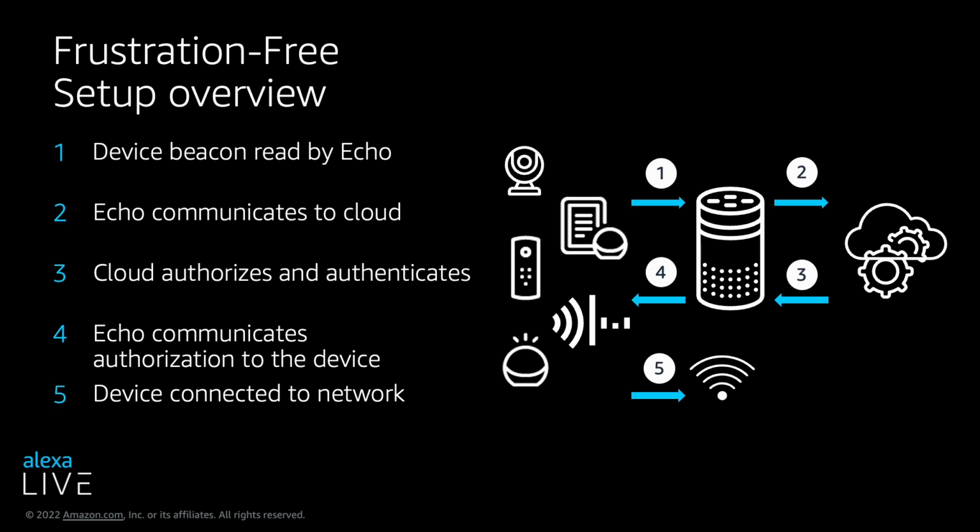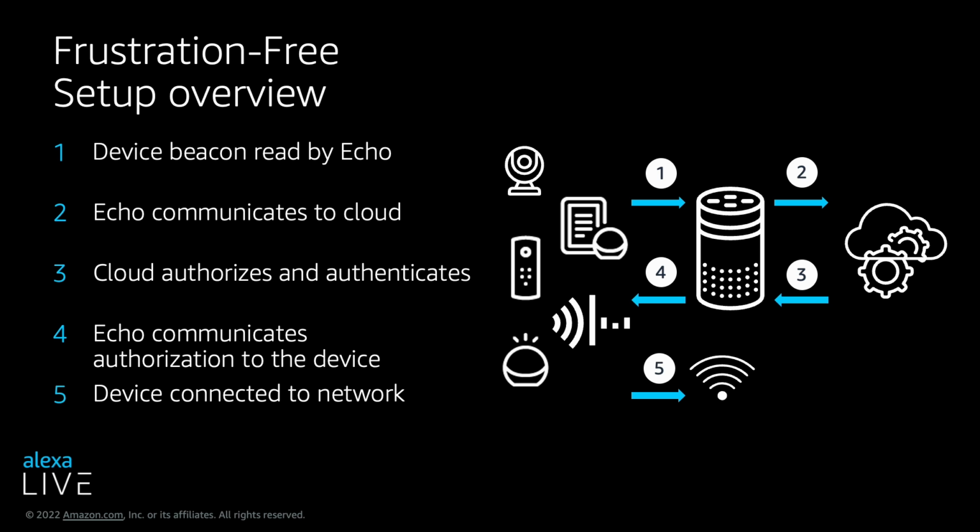It's a simple 5-step process. First, the provisionee or the new device is powered on and it emits a beacon. A provisioner, which can be a compatible Echo, Fire TV device or router, picks up and reads this beacon.